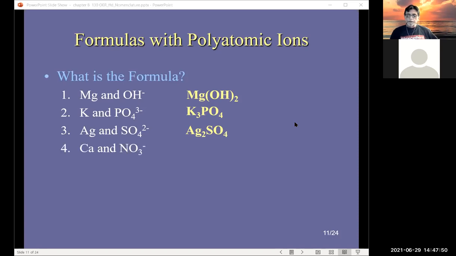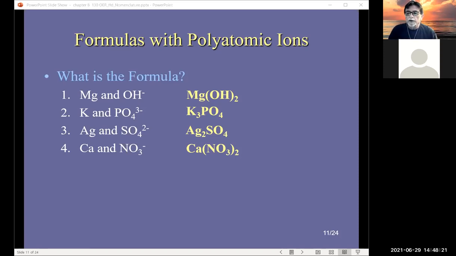Now we got calcium and the NO3 negative. The polyatomic ion table tells us that is called nitrate. Okay, nitrate. And we got calcium, which has +2. And nitrate has a -1, so that means we need more than 1 nitrate. So we use a parenthesis to show we need 2 of them.